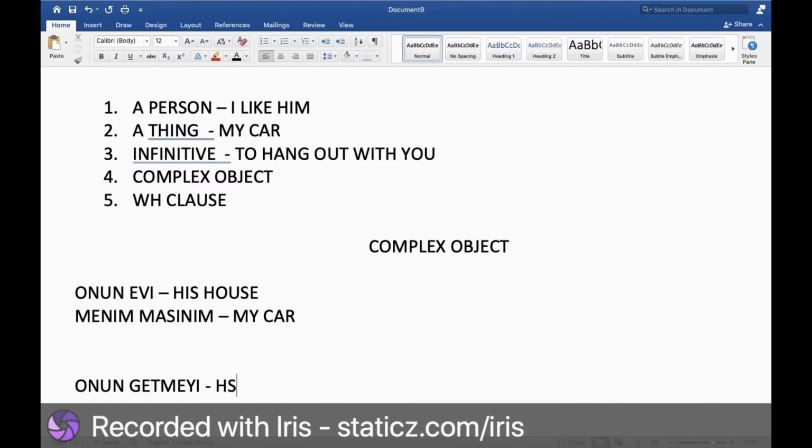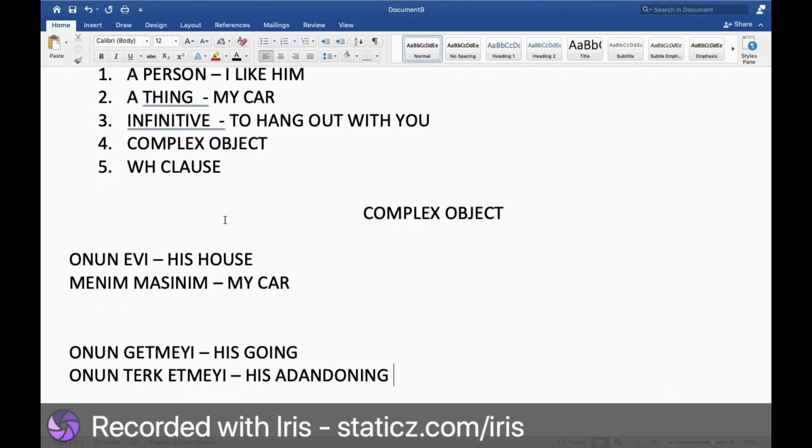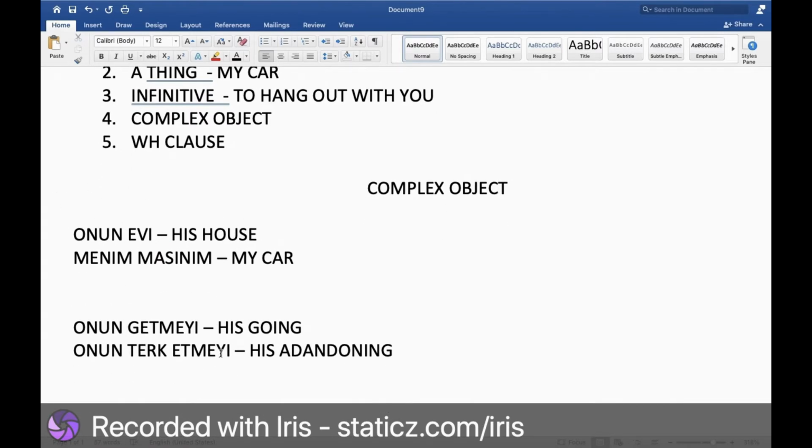So obviously we cannot say he is going. Or onun terk etmeyi. We cannot say his abandoning or leaving. It's not the right way of saying it, using a verb after a possessive pronoun. Well, we can do it with nouns, but we cannot do it with the verb. So for this case, we use a complex object. When we want to say onun gitmeyi, then we use an objective pronoun or any noun. Mostly it happens with pronouns.